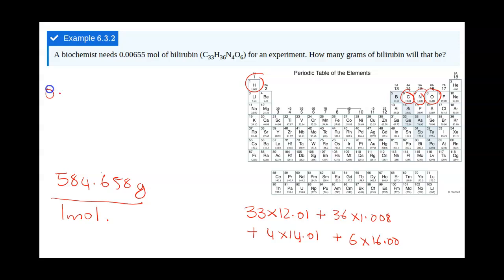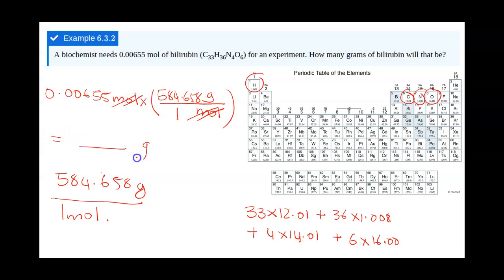As always, I write what I am given, including the units, and then I'm going to multiply by the units that gets rid of moles and turns it into grams. So now I put my numbers into the correct spot, and then I check my units. The only unit remaining is grams, so I know I'm good.